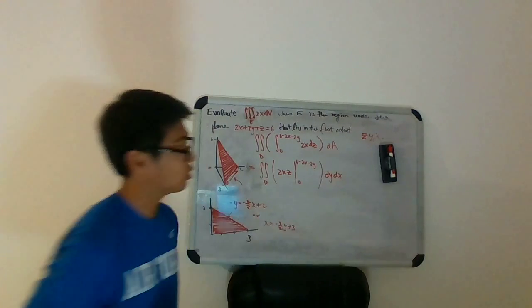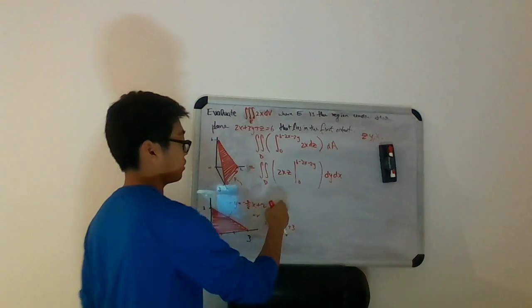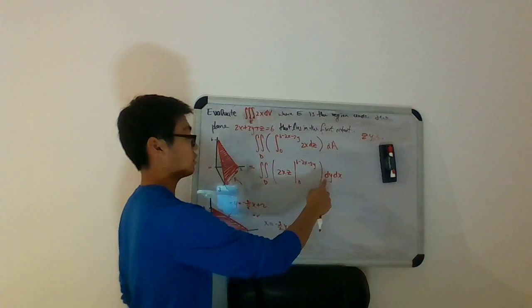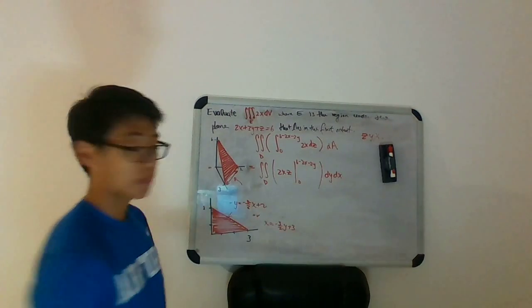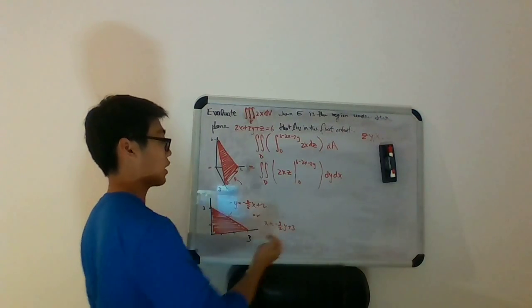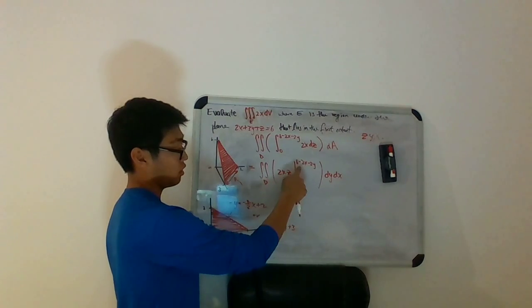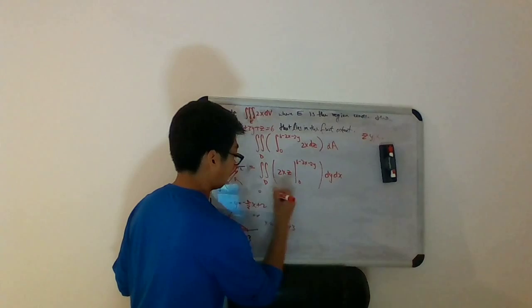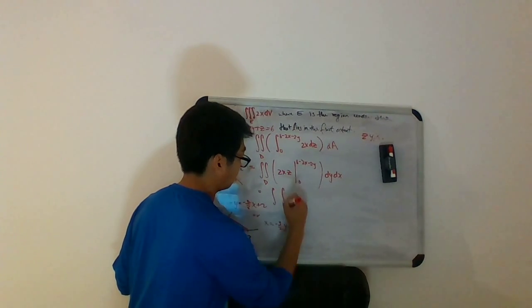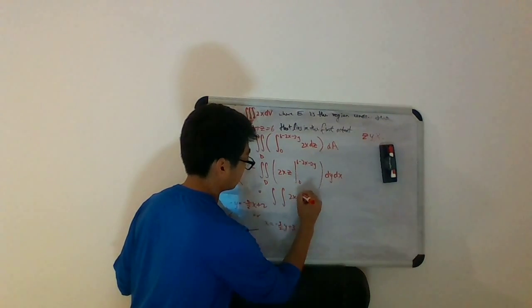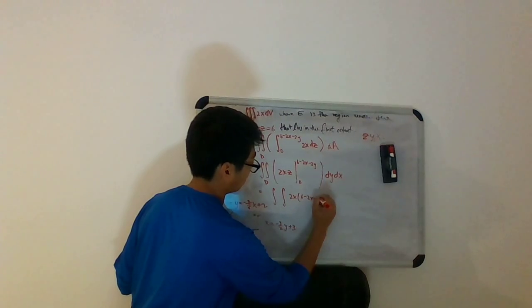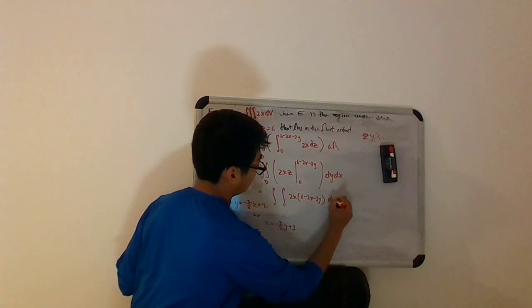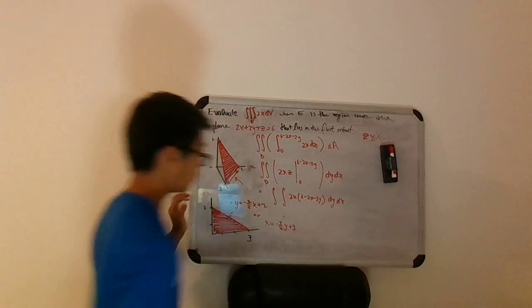As I've decided up here, I'm going to integrate first with z, which I already did, and then with respect to y, then x. Now using the fundamental theorem of calculus, I can substitute in these lower and upper bounds for z, and that'll give me the equation 6 minus 2x minus 3y dy dx.